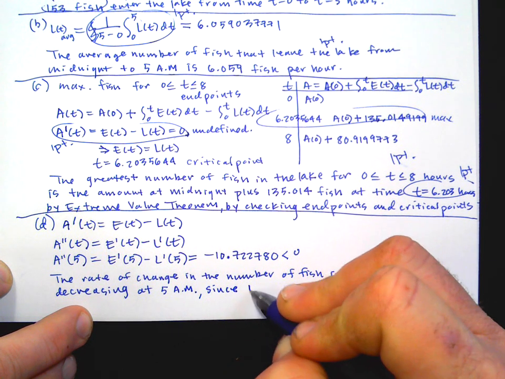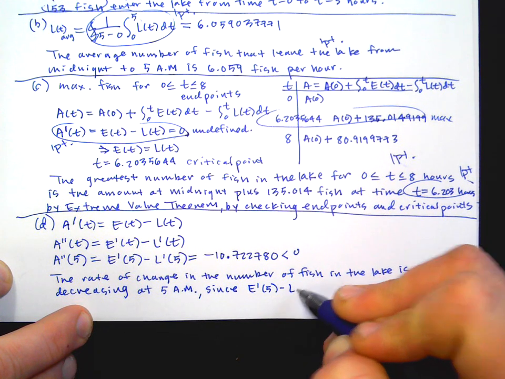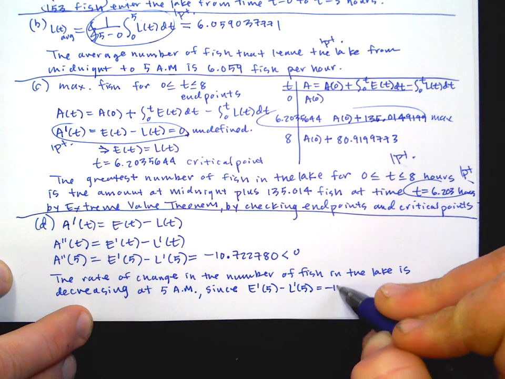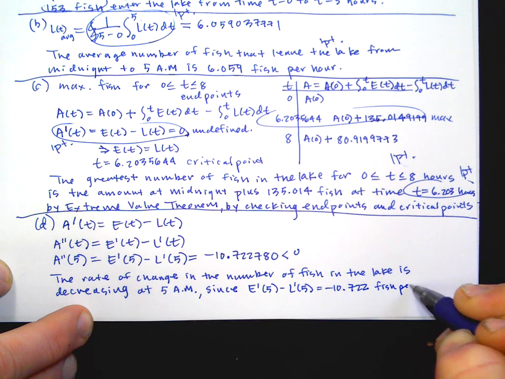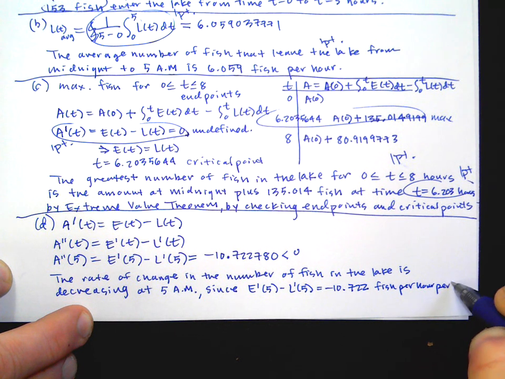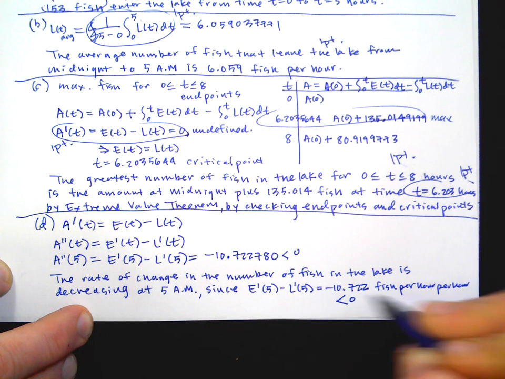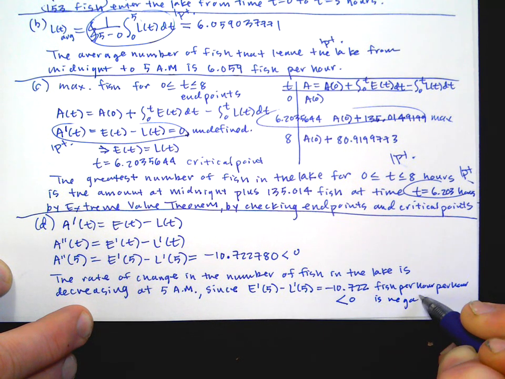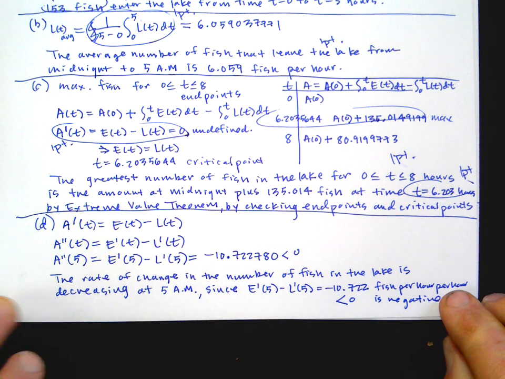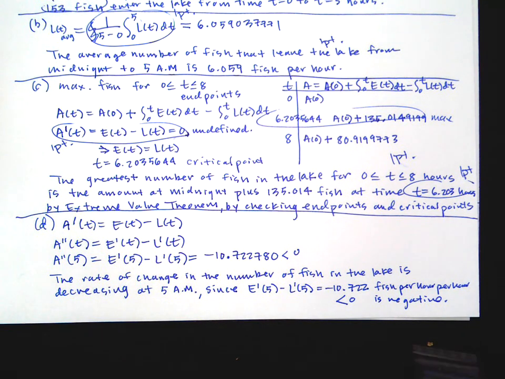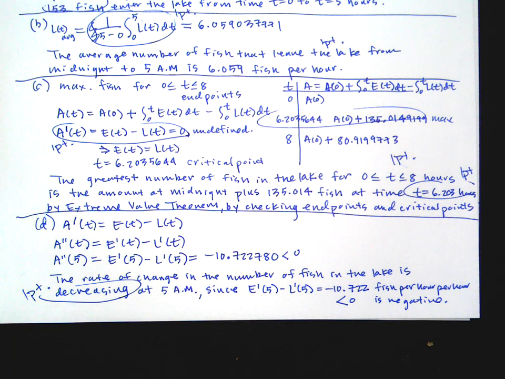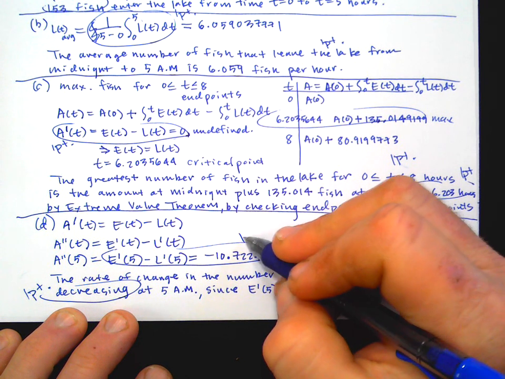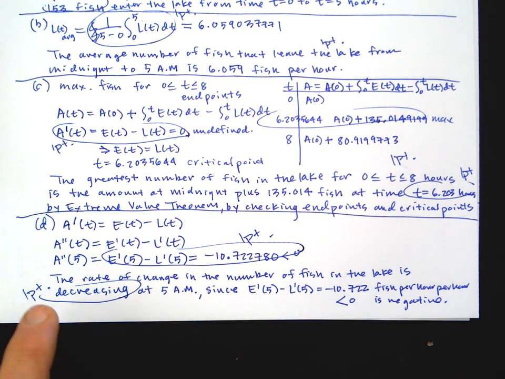No. Since E prime 5 minus L prime 5 equals negative 10.722 fish per hour, which is negative. The derivative is negative. That's why it's decreasing. So that's 2 points: 1 point for the answer, that it's decreasing, and 1 point for the justification. They specifically said considers E prime 5 and L prime 5, so you needed to have this in your work to get that point. And then the other point was the answer and justification.